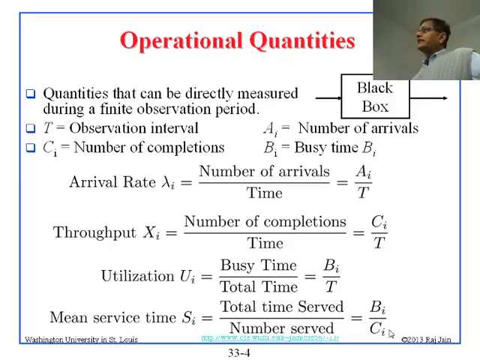The arrival rate is then the number of arrivals divided by time, A_i upon T. The throughput is the number of completions divided by time, C_i upon T. The utilization is busy time divided by total time, B_i upon T. And the mean service time is how much the system spent on each of the jobs that completed: total time served, which is B_i, divided by the number served, C_i, so B_i upon C_i. Clear?